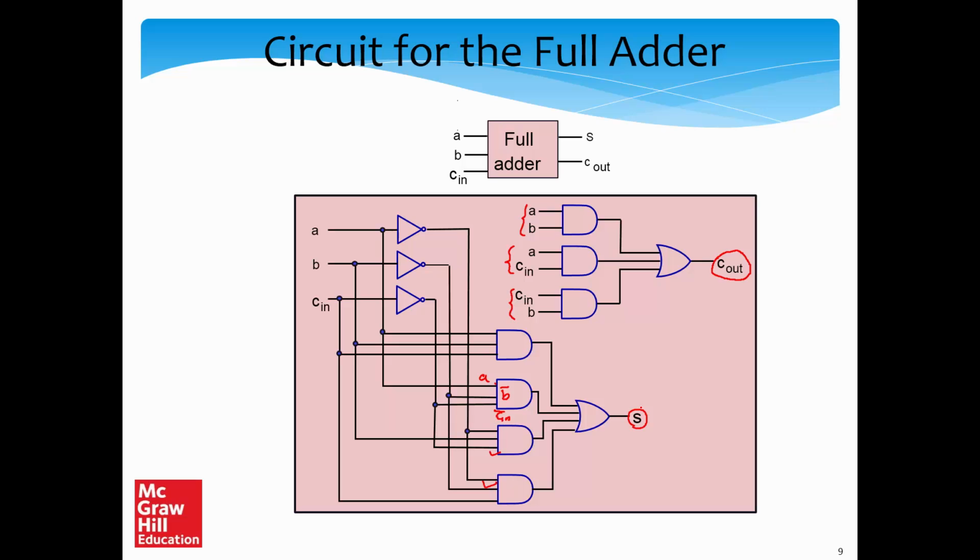But this is pretty much the circuit of a full adder for you, which takes 3 bits as input, adds them, and there is a 2-bit output. The least significant bit is the sum, and the most significant bit is the carry out. So both of these are getting computed in this fashion.